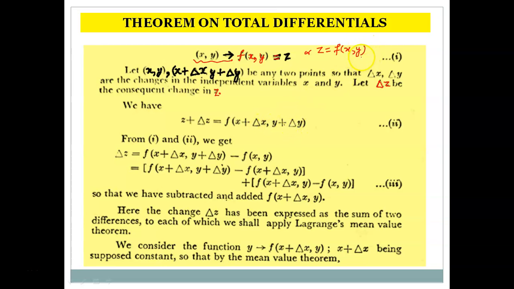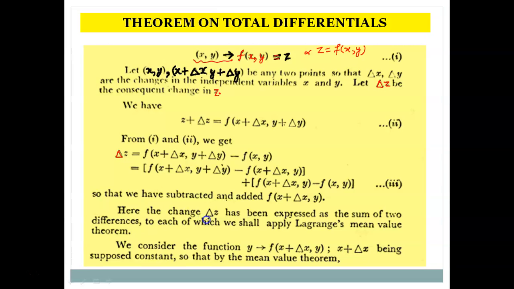From 1 and 2, means if we subtract equation number 1 from equation number 2, we get delta z on the left hand side, and on the right hand side we get this minus this. So again, as we have done in the proof of the mean value theorem, if we subtract this quantity and thus add the same quantity, we get this expression as here in equation number 3.